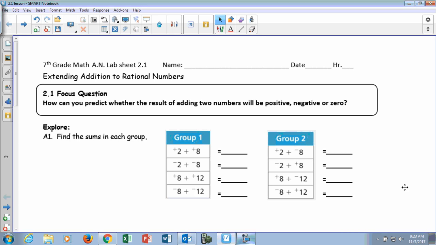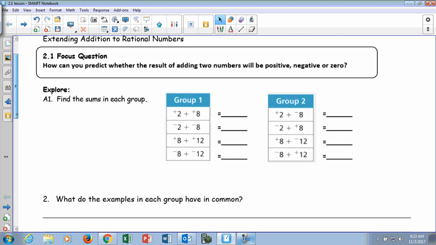Alright, so with investigation, we'll start investigation 2 today. It says extending addition to rational numbers. How can you predict whether the result of adding two numbers will be positive, negative, or 0? That's our focus for this particular lesson. So in part 1, it says find the sums of each group.